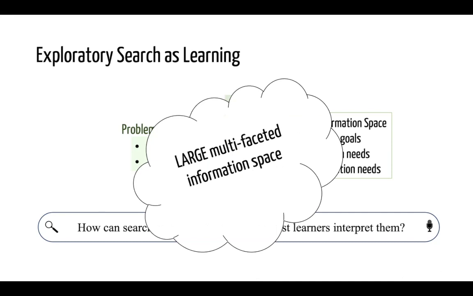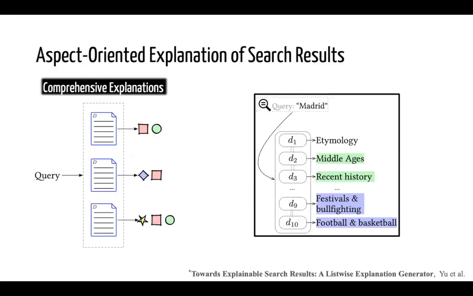We have a large multifaceted information space in the result set, and we want to present that to the user. One way that we can help users to interpret this set of results, or large information space, for the information need is to help them by providing facets explicitly. That's where our work on aspect-oriented explanation of search results can be helpful for this task.